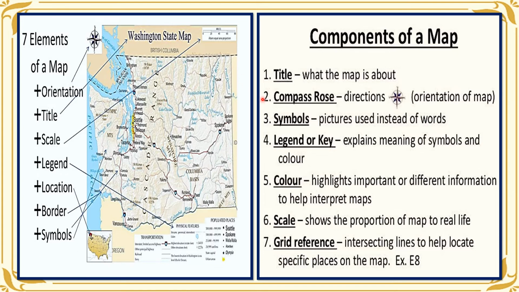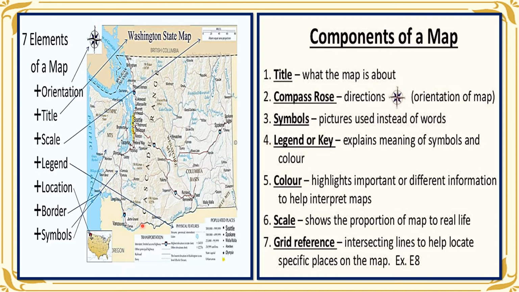The second one is compass rose. Directions or orientation of map. So this is the compass rose. It tells us where north, south, east, and west are. Next, symbols. Picture used instead of words. Next, legend or key. It explains meanings of symbols and colors.